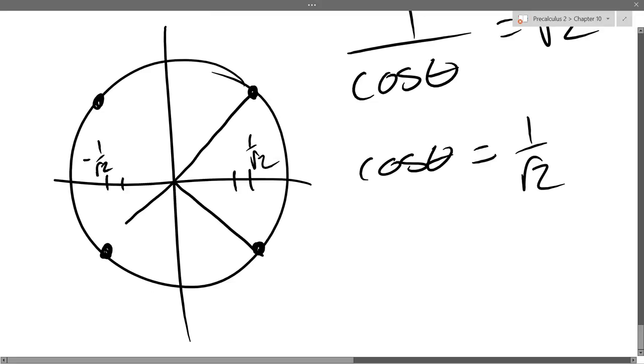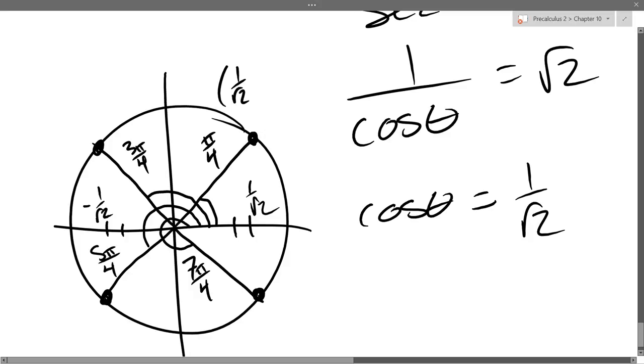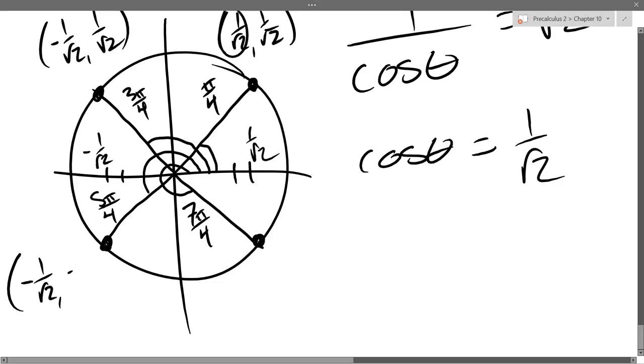So there's our +, our - x values, and let's label these. So the first one we hit is π/4. The next one we hit is 3π/4. And the next one is more π/4, is 5π/4. And we'll go all the way to the last one, 7π/4. And if I labeled all these, this would be 1/√2, 1/√2. Of course, I'm really only caring about x values, so it's the first of the two coordinates that I'm interested in. This one's -1/√2, +1/√2, and -1/√2, -1/√2, and then +1/√2, negative 1 over square root 2.